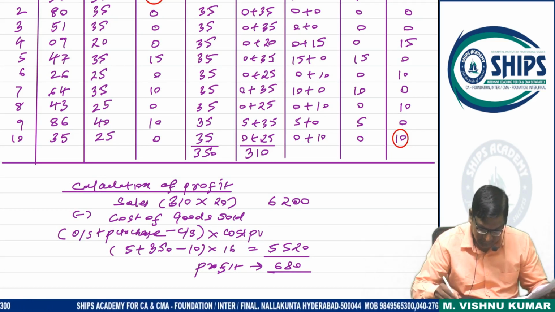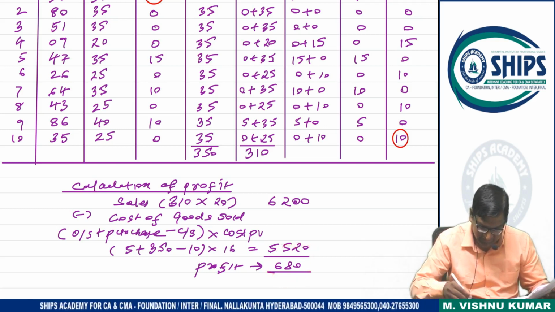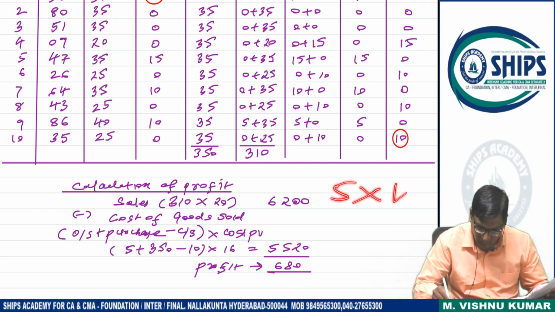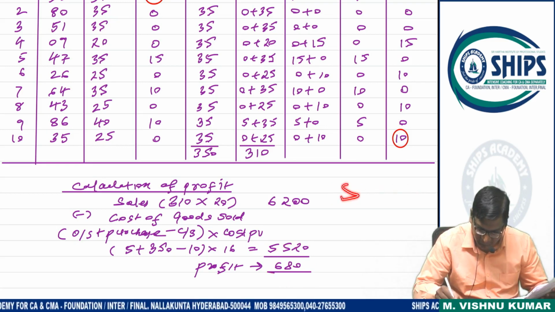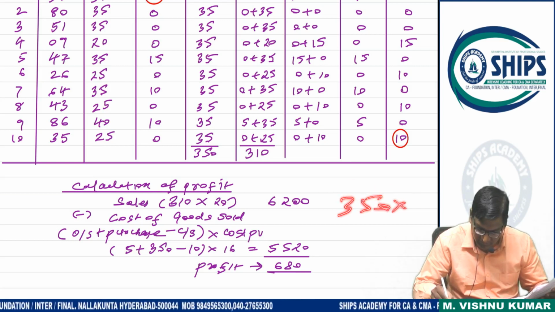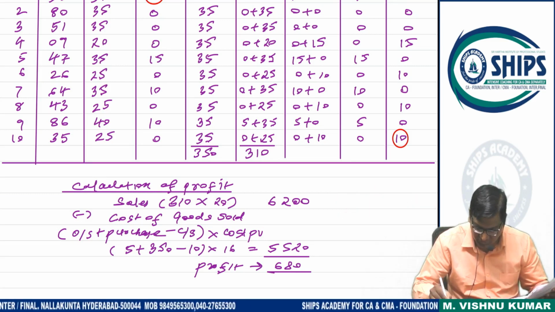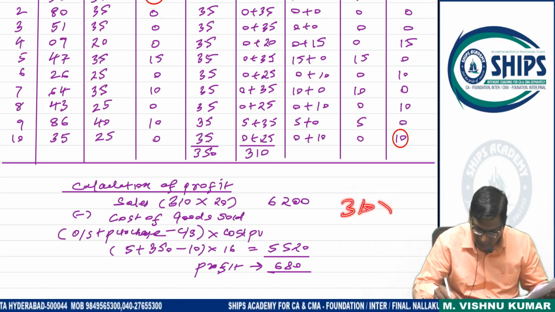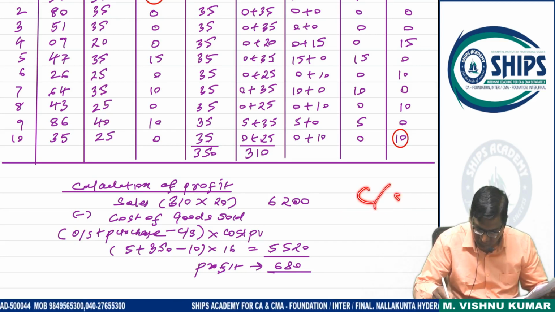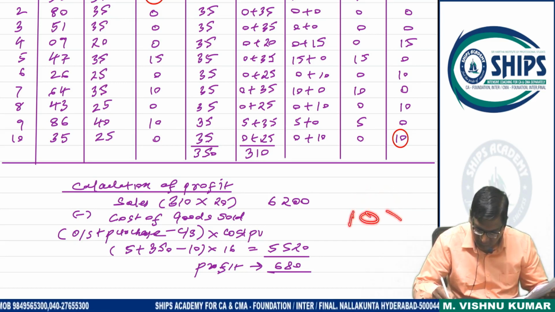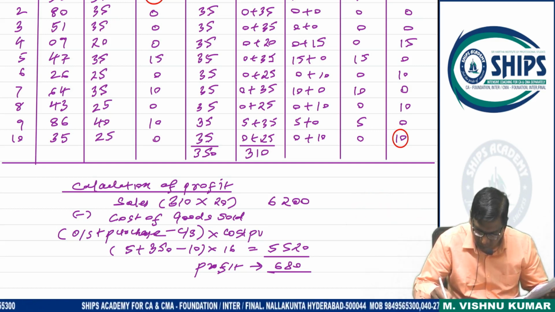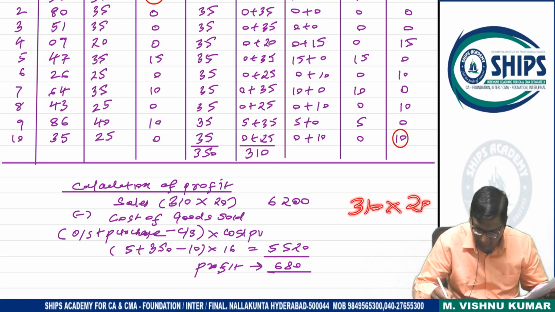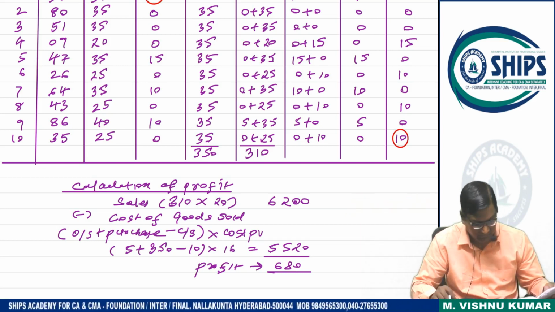Actually, online students, this 680 explanation is given: that is 5 into 16. Next is 350 into 16. This is your cost. Sale is 310 into 20. Then closing stock, this is 10 into 16. So 10 into 16 plus 310 into 20 are plus items. Right? Understand?